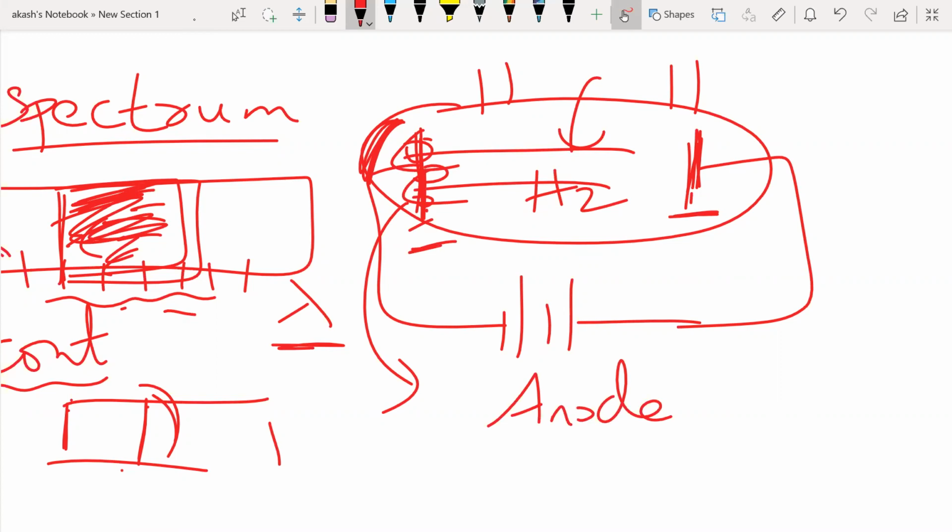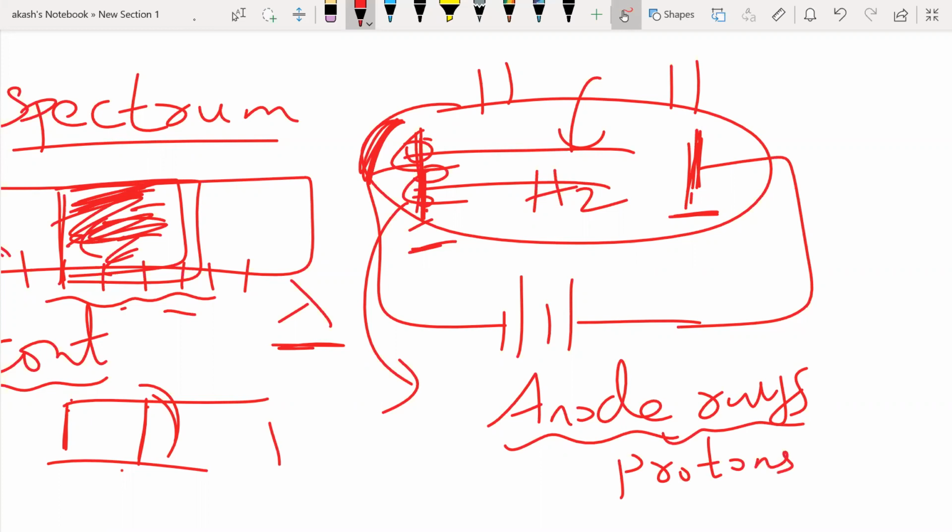All the other things matched whatever Thomson did. He also put an external electric field and an external magnetic field, everything was done. But the only difference is that the direction was reversed. Instead of moving from cathode to anode, the rays were moving from anode to cathode, and that's why they are called anode rays. And he concluded that they are made of positive charges, and he called them protons. That's it. This is how protons were discovered.